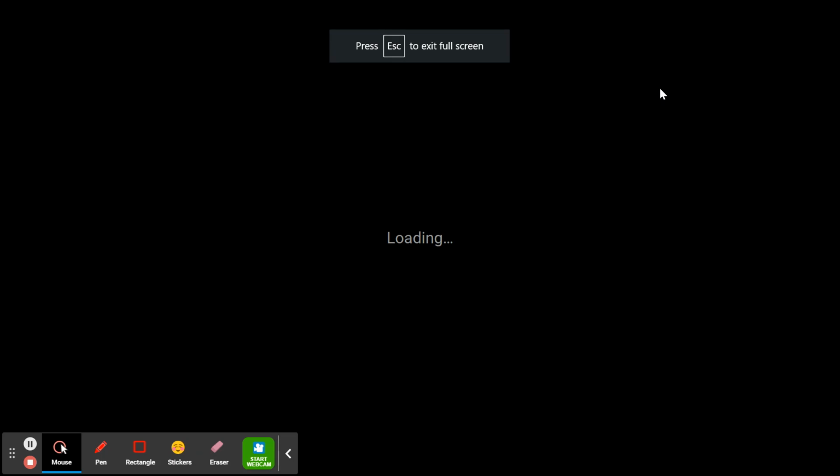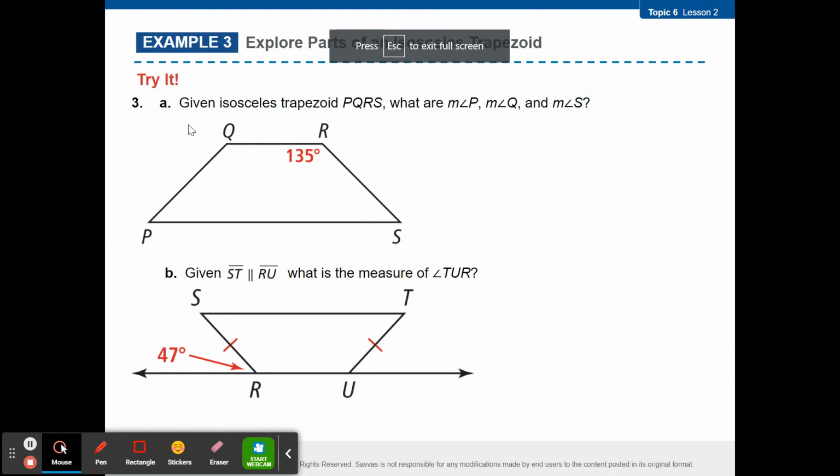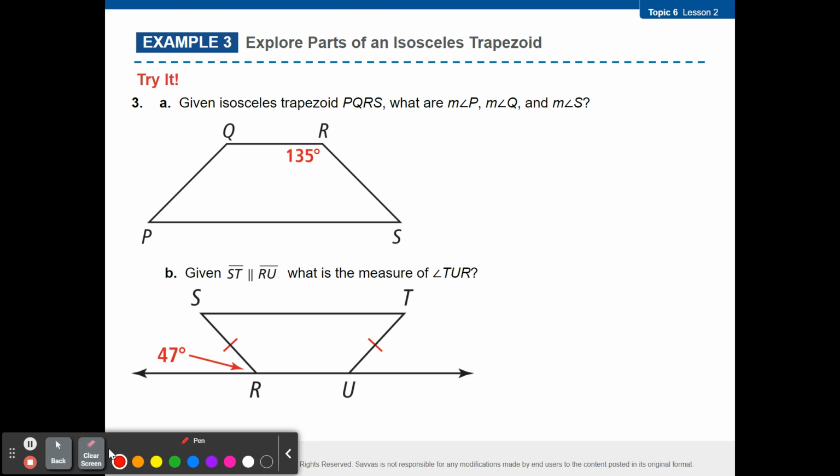Sorry. Here we go. All right, so given isosceles trapezoid PQRS, what are the measure of angle P, the measure of angle Q, and the measure of angle S? All right, so things we need to know. First off, since this is an isosceles trapezoid, certain rules apply.